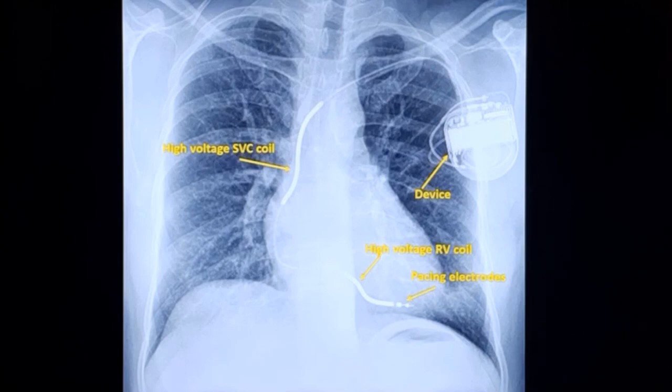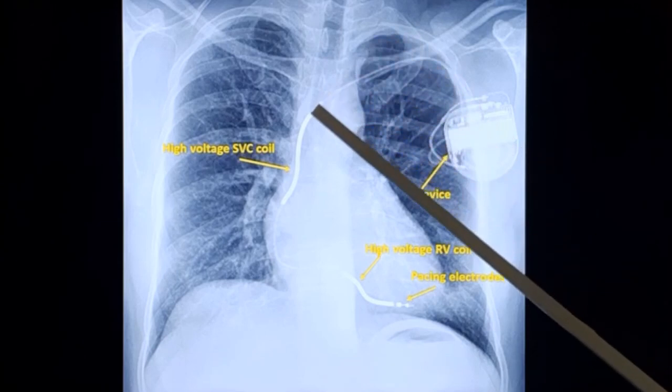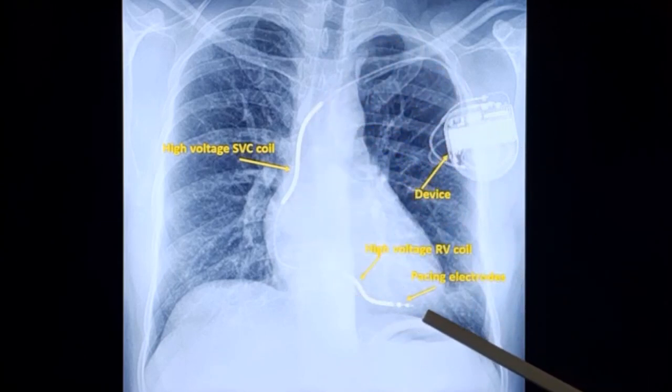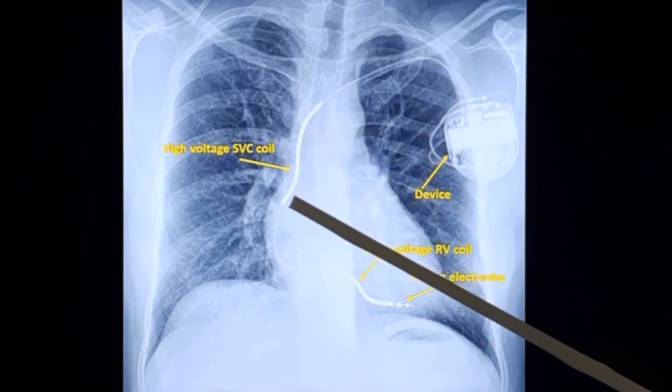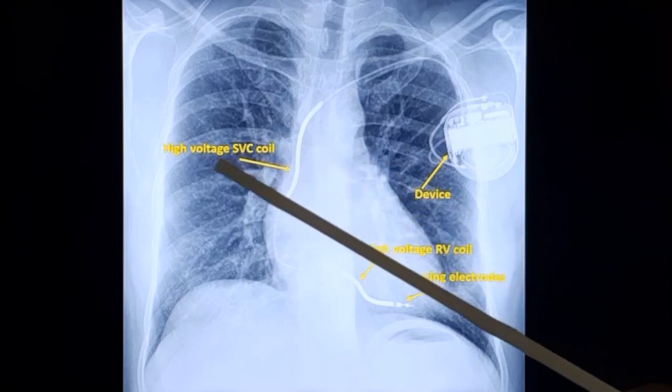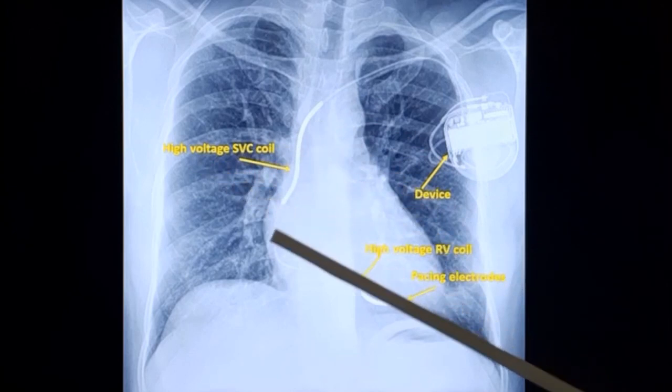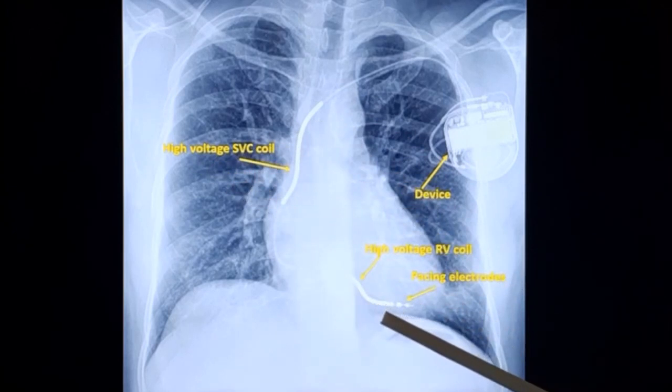This is a single chamber ICD. You can see one lead going down up to the right ventricular apex. There are two high voltage coils. This thicker portion is the high voltage coil in the superior vena cava and part of the right atrium. This is another high voltage coil in the right ventricle.